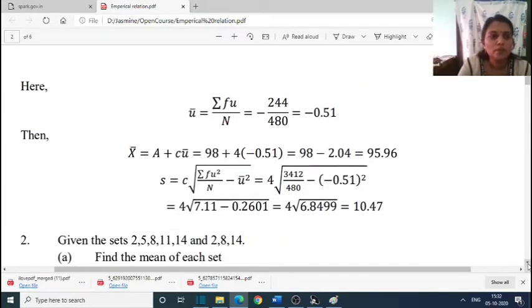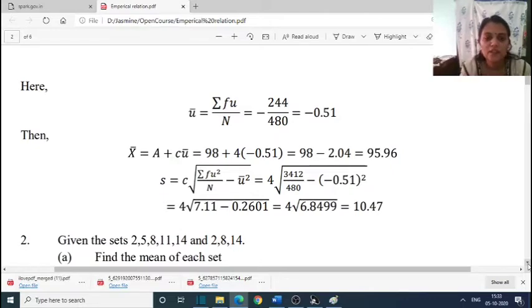Now U bar is equal to sigma Fu by N, which is equal to minus 0.51. So X bar is equal to A plus C times U bar, where we have chosen A as 98 and C is equal to 4, the class size, the difference between two adjacent class limits. So it is 98 plus 4 times minus 0.51, which is 98 minus 2.04, which is equal to 95.96.